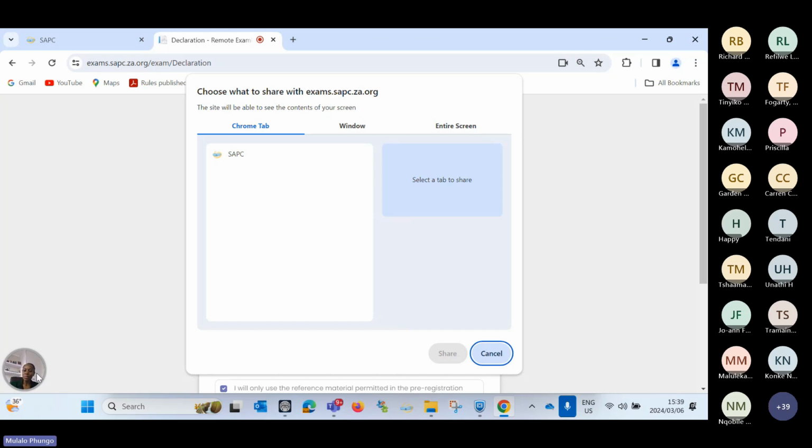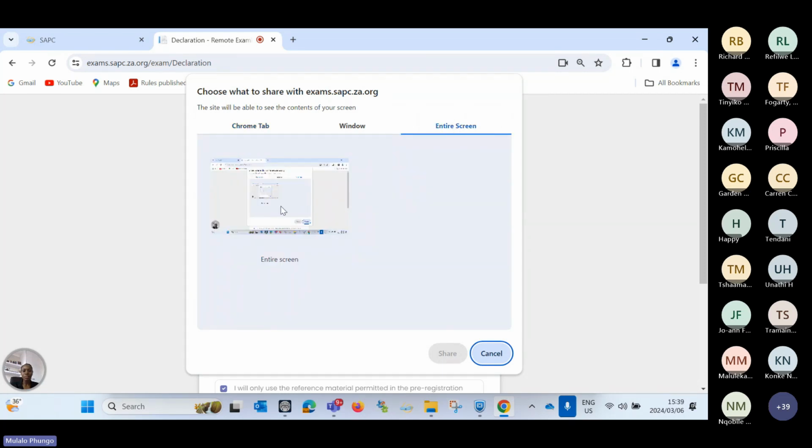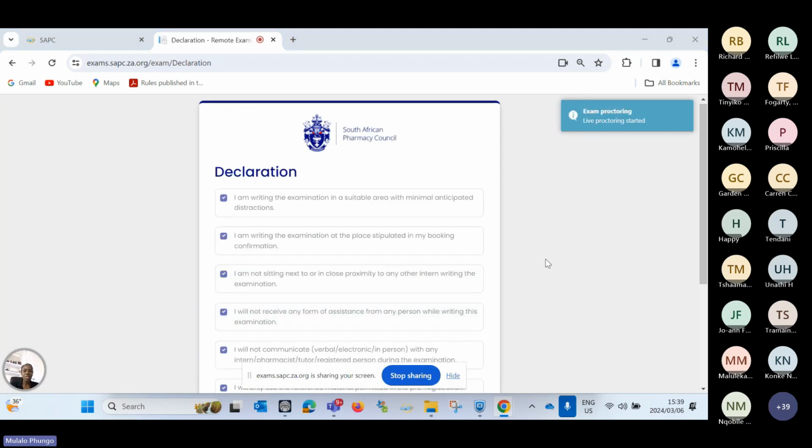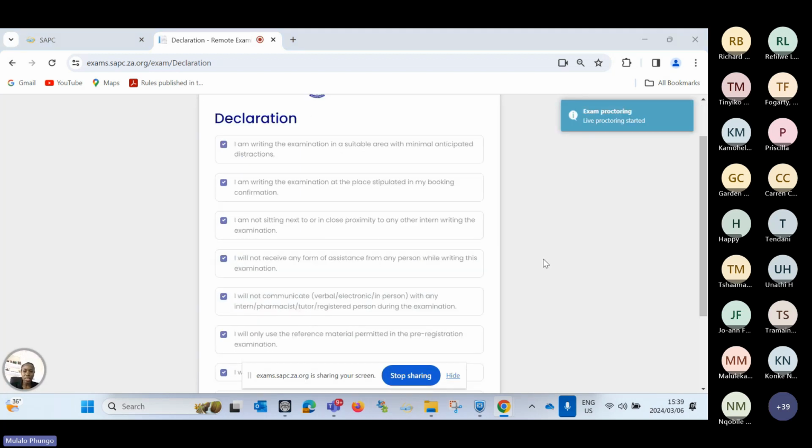I want to explain this little picture that you can see here, that the invigilator, as Tinyiko mentioned, should ideally keep seeing you throughout the entire examination. If you can't be seen, if you can't see your background, there is a problem. So I then need to always say, I want the entire screen to be shared. I click on there and I click on that screen that I deem necessary to be shared, and then I share the screen, and then voila, I've landed on the declaration.